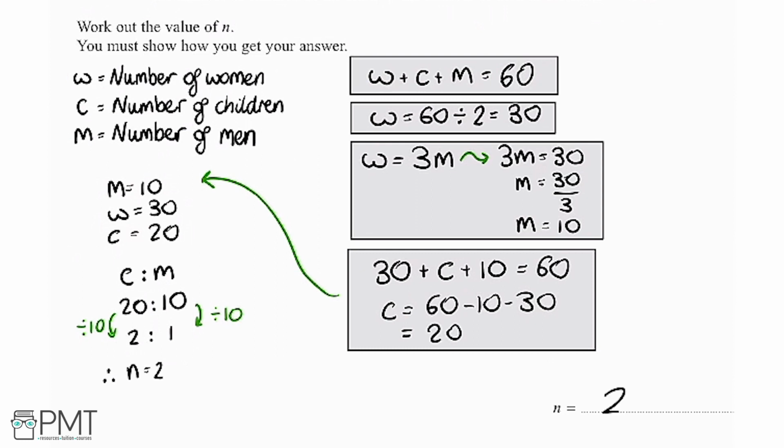So we get our first mark here for finding out the number of men. Then we get a second mark here for finding out the number of children. And we get our third mark for putting things into this ratio form and working it out. Then we get our final mark for the correct answer of n being 2.